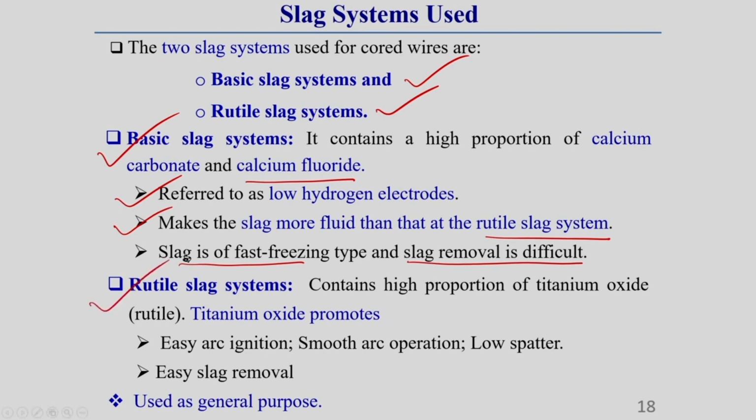Another one is called rutile slag system. It contains mainly titanium oxide, which is also called rutile. This titanium oxide promotes easy arc initiation, smooth arc operation and low spatter, and the slag developed in the rutile slag system is generally easier to remove than the basic slag system. Rutile slag is generally used for general purpose welding, whereas the basic type of slag system is generally used for very costly and very high precision quality welding processes.